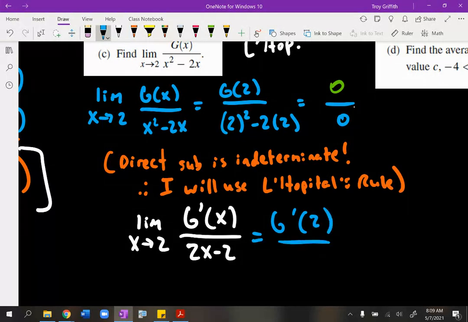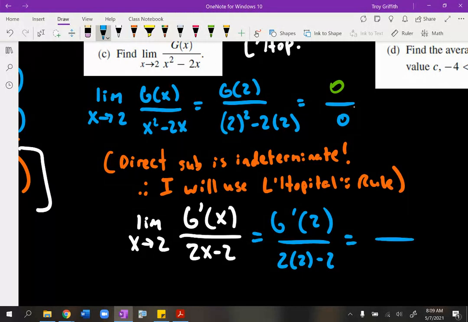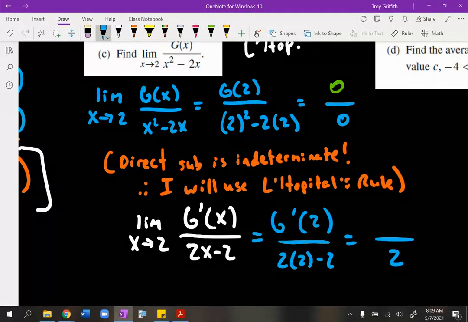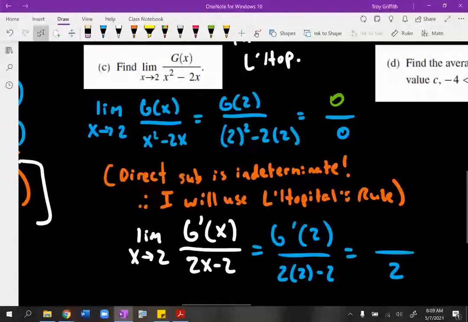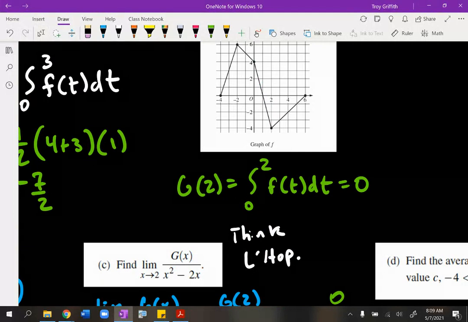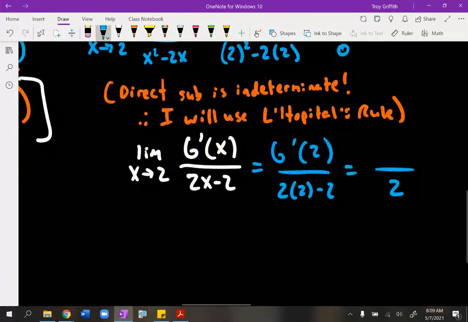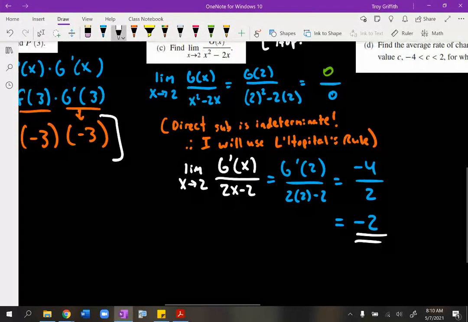So we get g prime of 2 divided by 2 times 2 minus 2. So the bottom of this, that's 4 minus 2, that's going to be 2. g prime of 2 is just going to be, well, remember we talked about earlier, g prime of x is f of x. So when I look at the graph, if I want to find g prime of 2, I'm really just looking for f of 2, and I can see on the graph here that that is negative 4. You could leave it like that, or you could say, well, that is negative 2. So there we are evaluating this limit, okay?